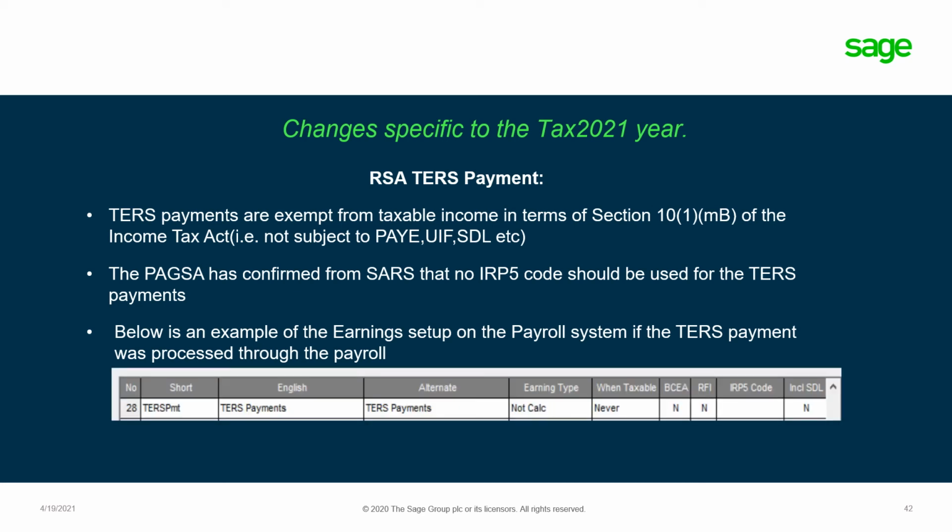Should you need assistance to remove the IRP5 code from the earning definition screen, I will refer you to the Sage knowledge base to assist you on how to remove the IRP5 code.